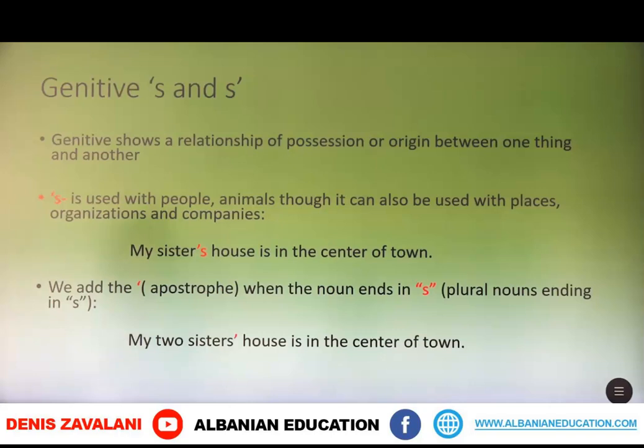And the noun is sister. We have to add apostrophe S to show possession. We add the apostrophe, only the apostrophe, when the noun ends in S. So it's a plural noun. When the noun is plural, we just add the apostrophe. For example, my two sisters' house is in the center of town. I'm talking about the two of my sisters, not just one.